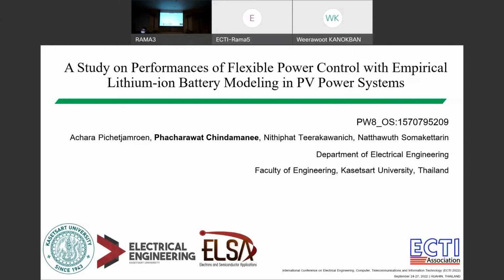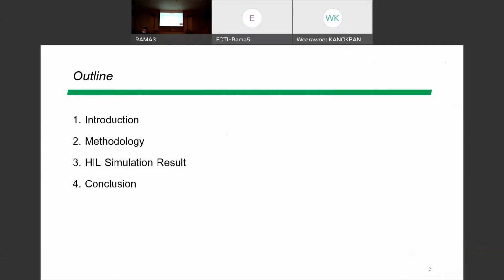Thank you, Mr. Chairman. Hello, ladies and gentlemen. My name is Pacharavat Chindamani from Kasetsart University, Thailand. Today, I would like to present the research topic: study on performance of flexible power control with empirical lithium-ion battery in PV power systems. The outline of this research can be divided into 4 parts: introduction, methodology, simulation result, and conclusion.